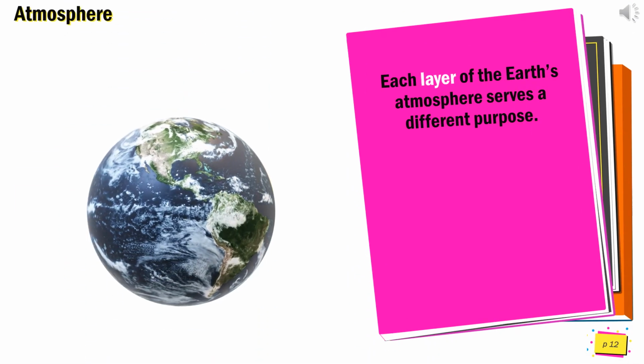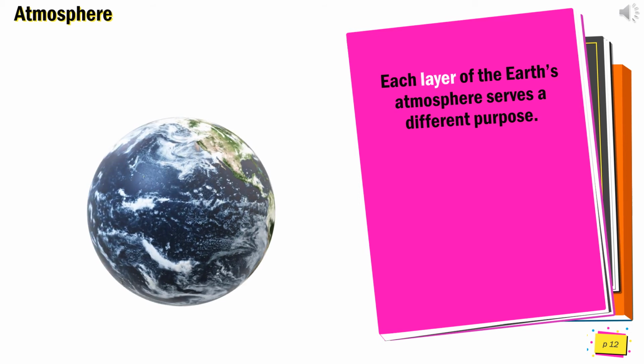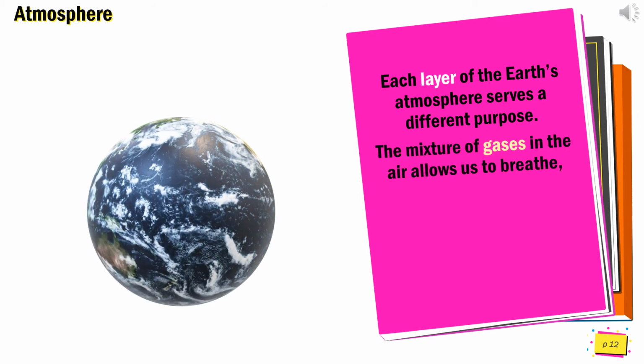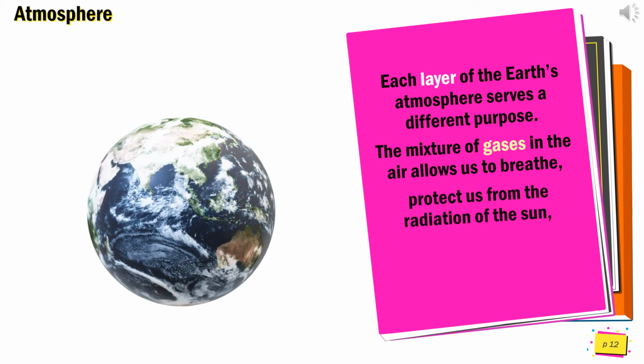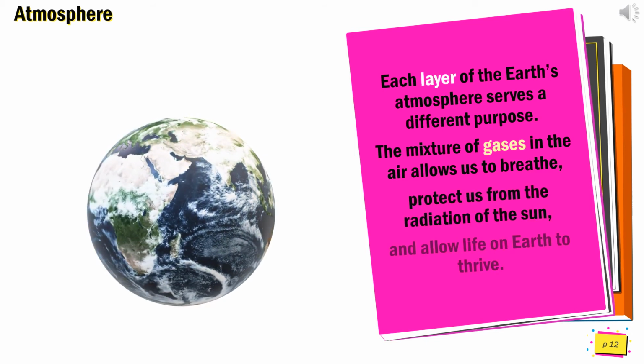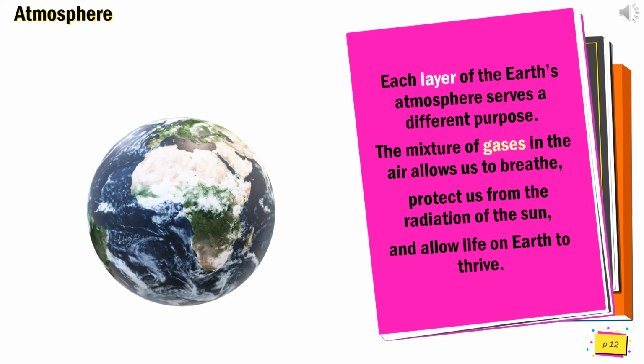Each layer of the Earth's atmosphere serves a different purpose. The mixture of gases in the air allows us to breathe. It can protect us from the radiation of the sun and allows for life on Earth to thrive.